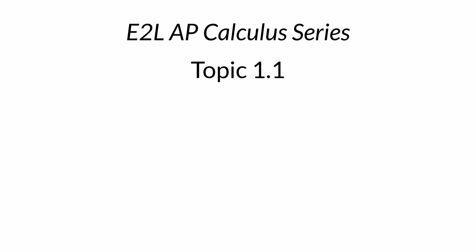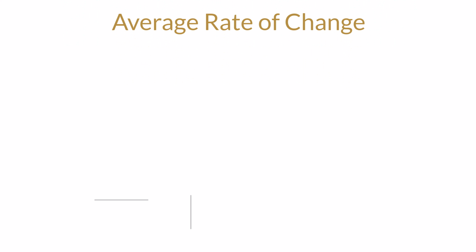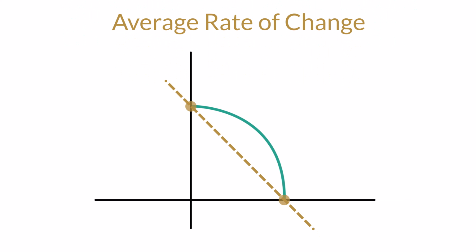Today, I would like for you to consider, can change occur at an instant? To get into the idea of change at an instant, we will first review a topic you will be familiar with, the average rate of change. To calculate the average rate of change over an interval, we find the slope between the endpoints.